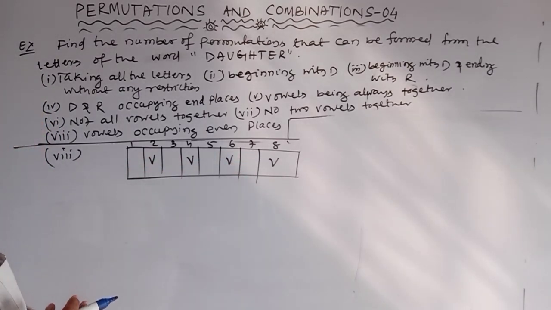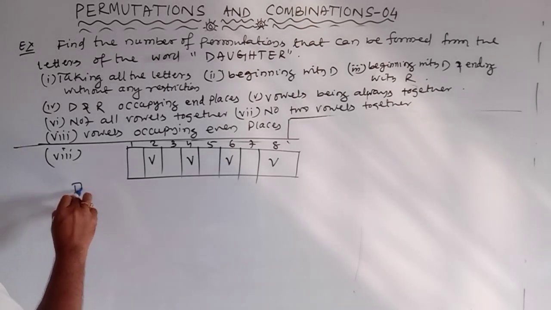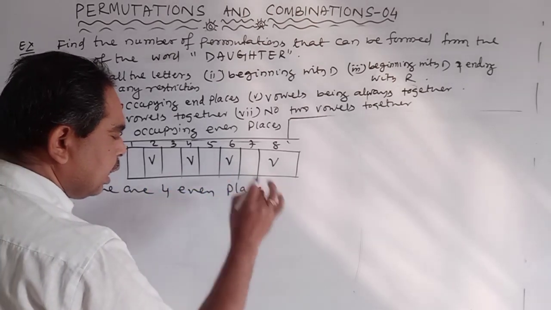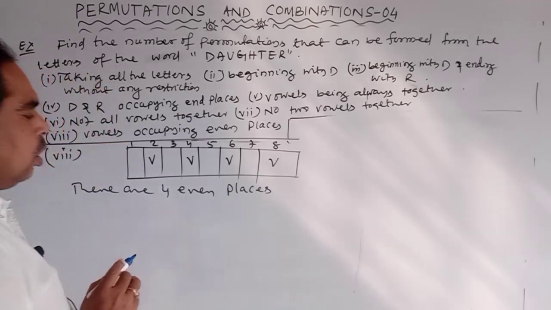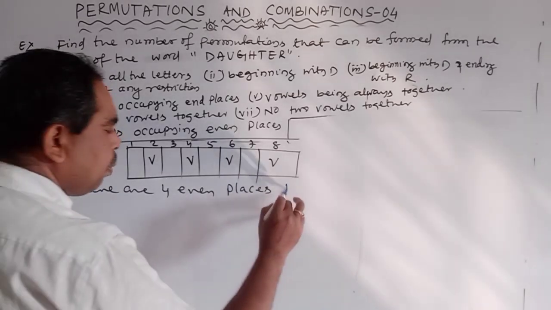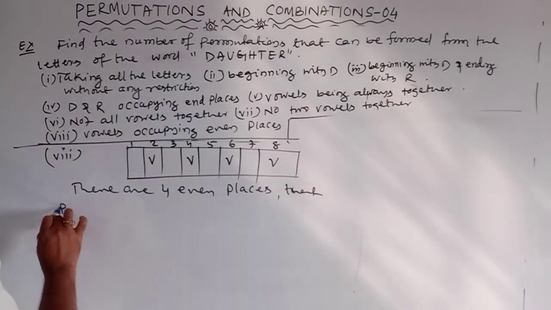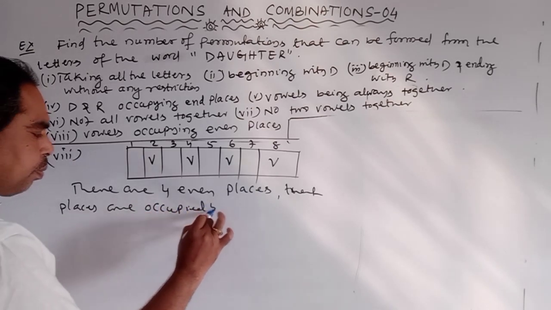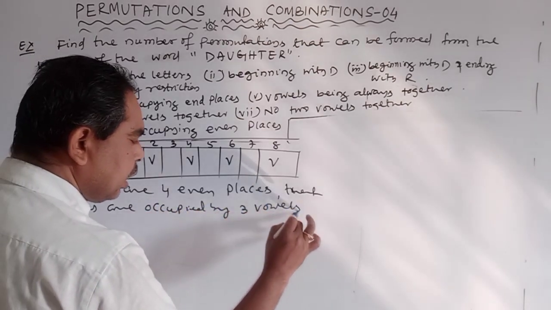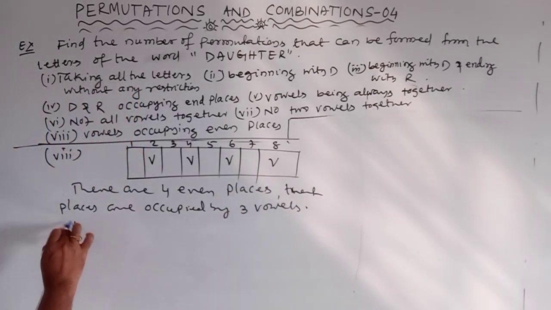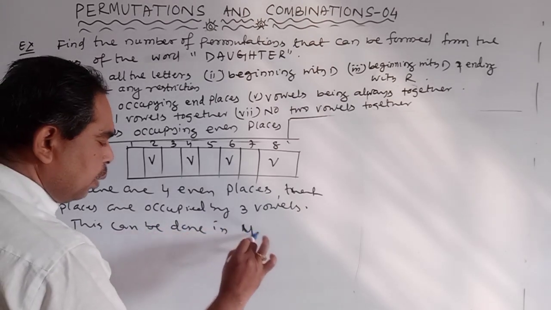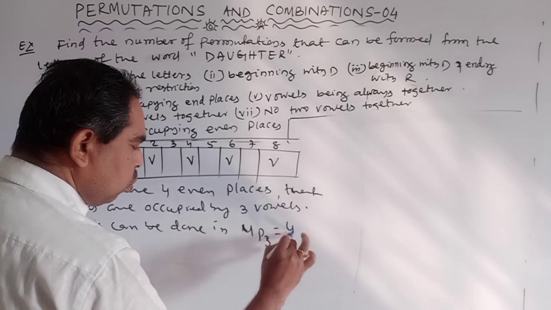So how many even places? 4 even places, but 3 vowels. So there are 4 even places, and those places are occupied by 3 vowels. This can be done in 4P3 ways, that is 4 factorial ways.